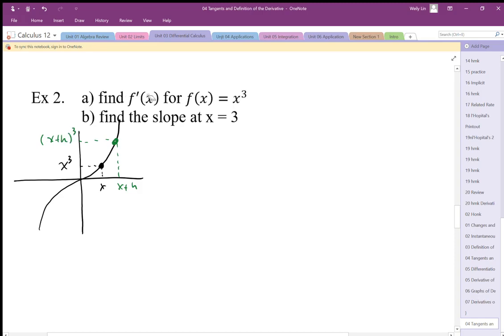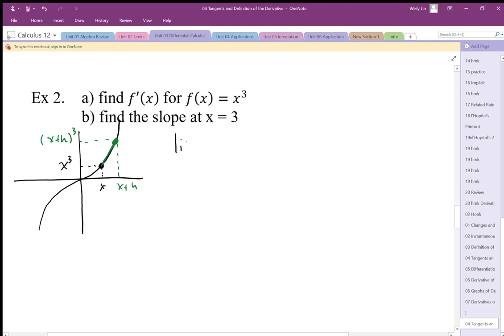Before I calculate the slope at a point, I'm going to find the general slope function, or the derivative, first, and then I'm going to use that slope function to calculate the slope value when I plug it in. Okay, so there's my points. I have this slope line here, and I'm going to let the h get smaller and smaller. Those two points come together. I'm going to get a tangent slope or instantaneous slope.